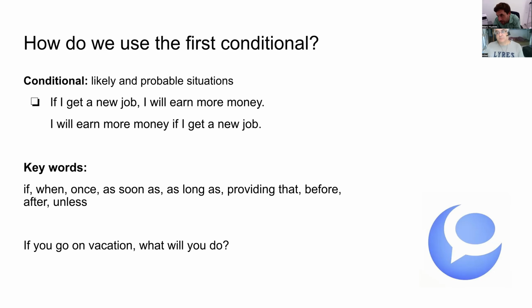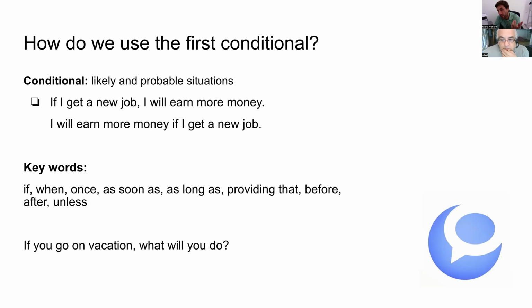Okay? So let me ask you a question. Can you please tell me a likely probable situation with it? So if you go on vacation, what will you do? If I go on vacation, I will go to the beach. Fantastic. We do not join the future time clause if with the modal verb. If I go, if I do, if I have, not if I will. Okay, so yes, good. Fantastic.